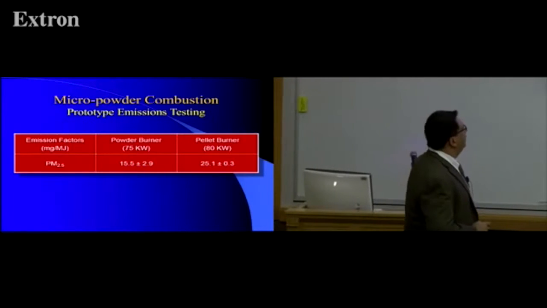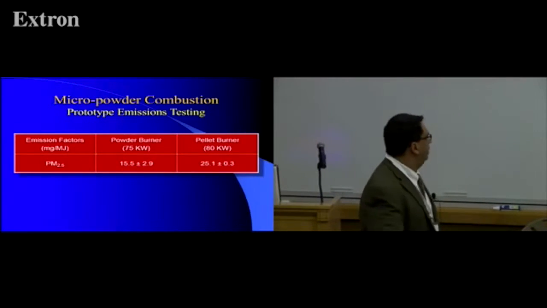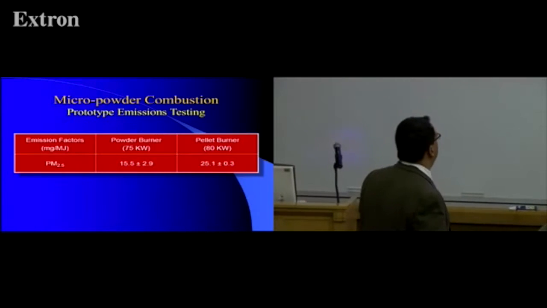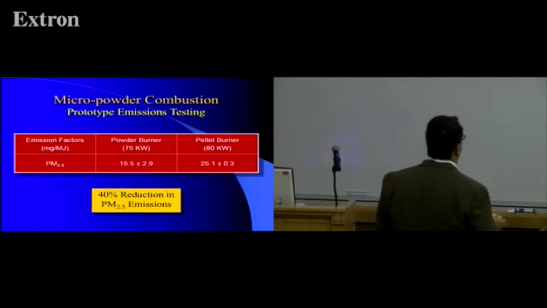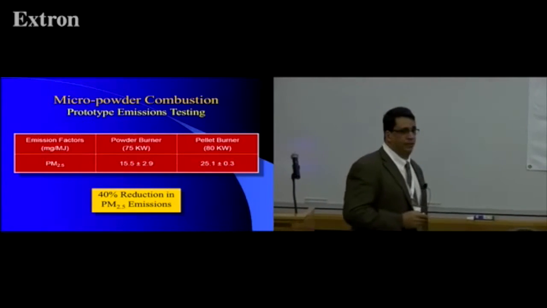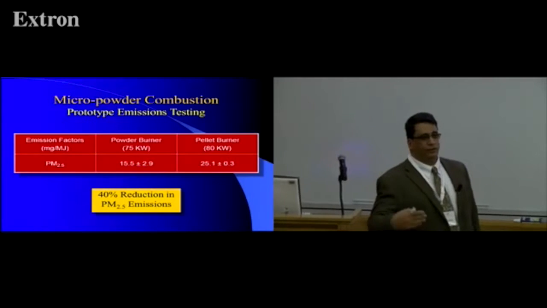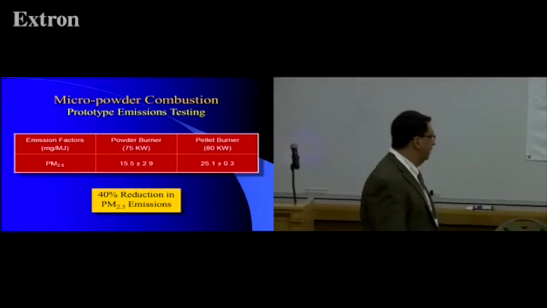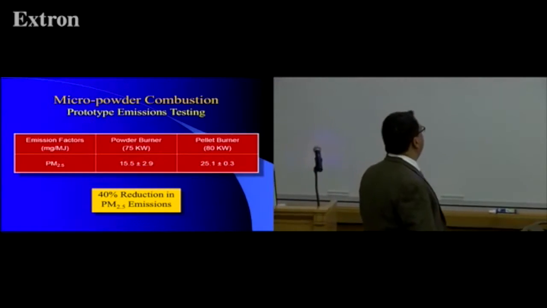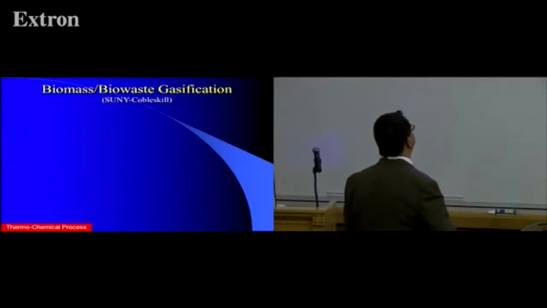Now, when we compared wood powder emissions with pellet emissions from another burner, we were able to see that our wood powder prototype was basically 40% less in PM2.5 emissions. And this is just the very initial prototype, not the modified ones or the better designed ones. So that's a good improvement over using biomass as a raw material.